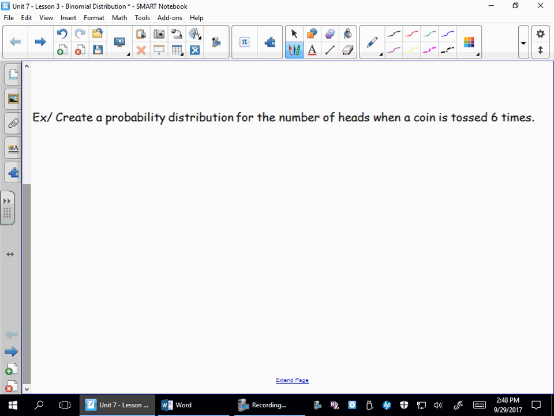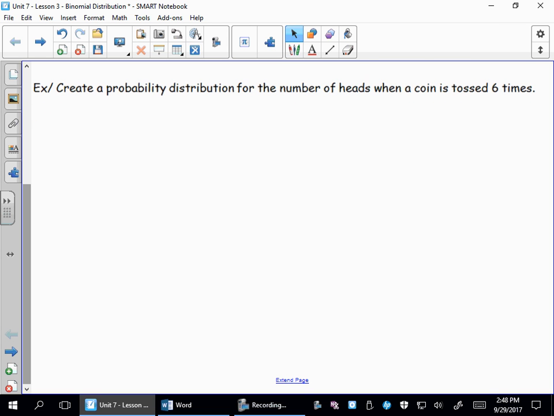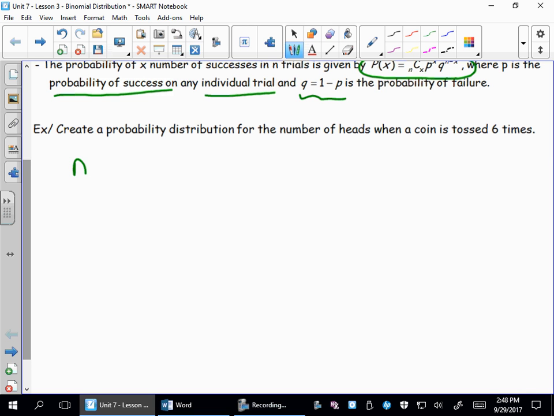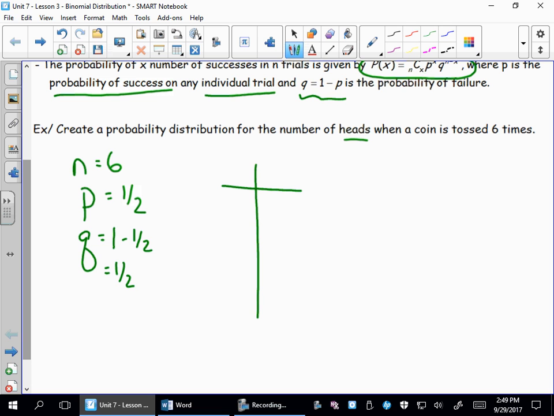So first example here. Create a probability distribution for the number of heads when a coin is tossed 6 times. In this case, n, the number of trials, would be 6. x is going to change. x is the number of heads we get. We'll look at that in a second. p is our probability of success. What's the probability of getting heads on a single toss? Well, it's 1/2. And q would be the complement, 1 minus 1/2, which in this case is also 1/2.